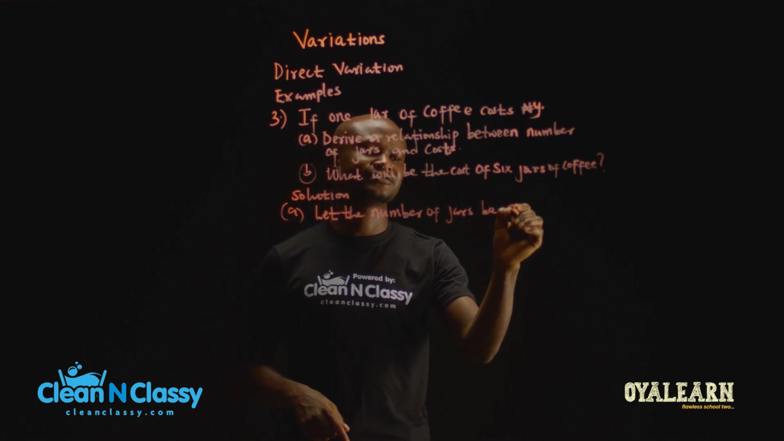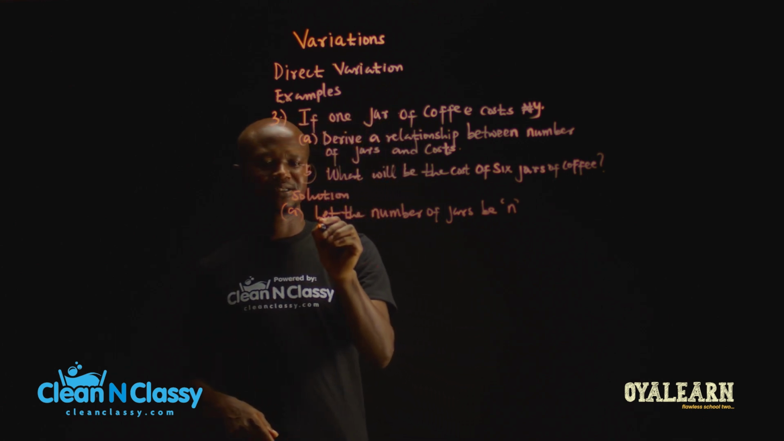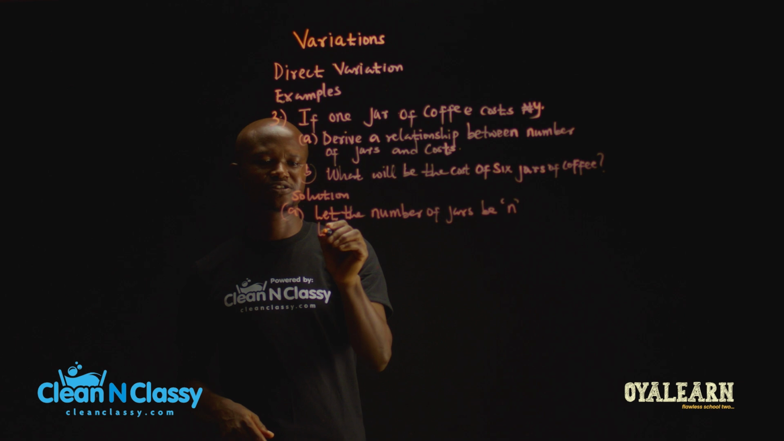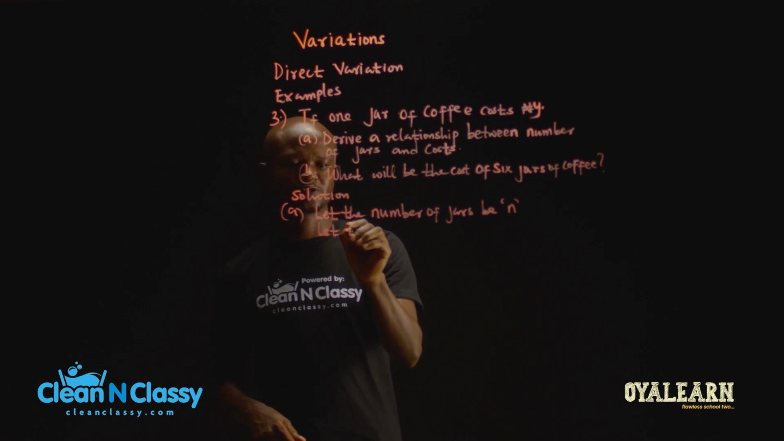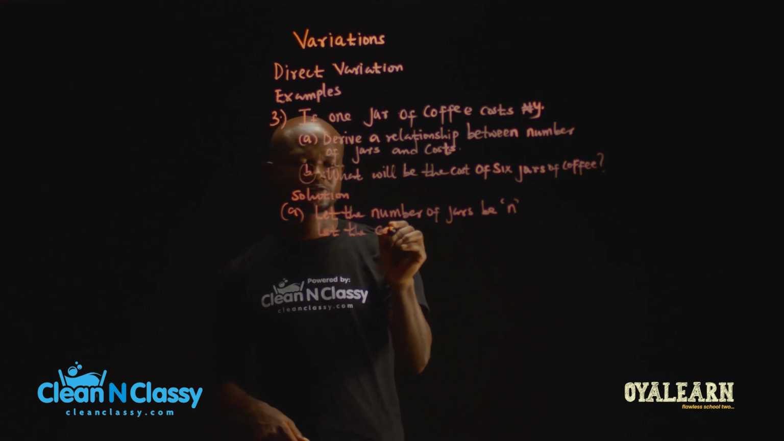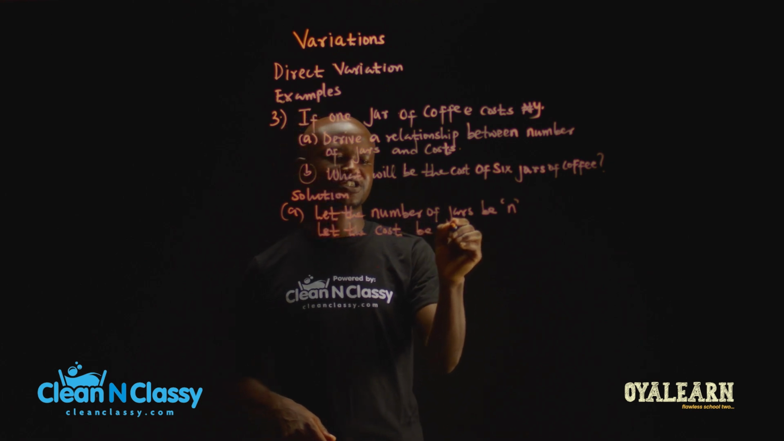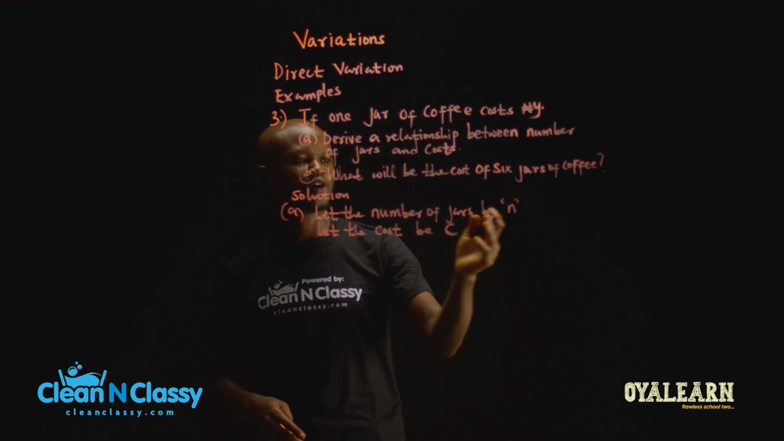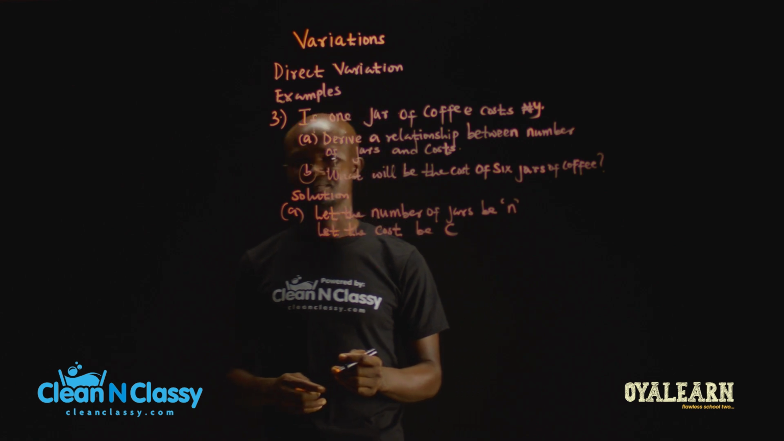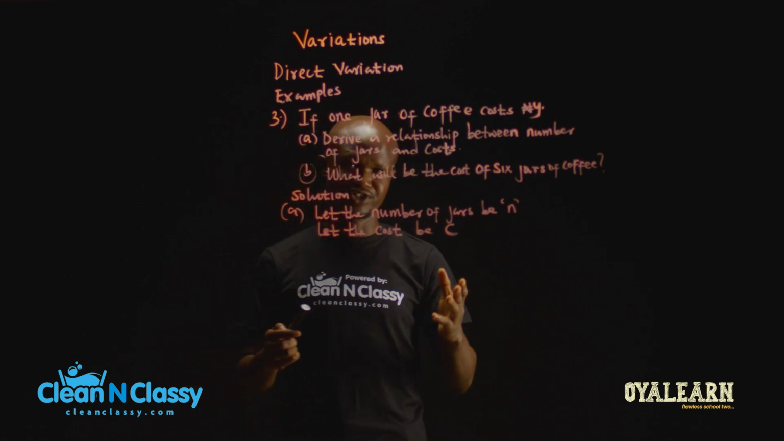be n. If the number of jars is n, then let the cost be C. So if the cost is C and the number of jars is n, and the relationship is a direct variation.